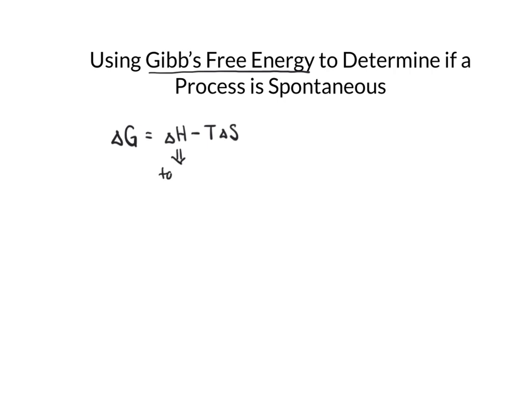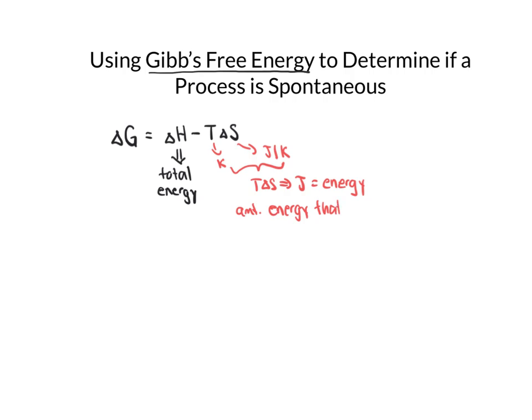Delta H tells us about the total energy in the system. How much energy is available total in the system? T delta S is an energy term because remember that delta S has units of joules per Kelvin and T has units of Kelvin. And so overall, T delta S has units of joules. So it's an energy. And it represents the amount of energy that is not available to do work.